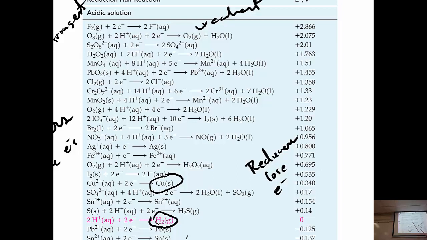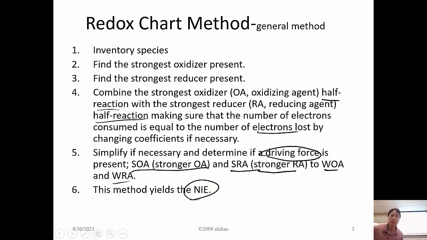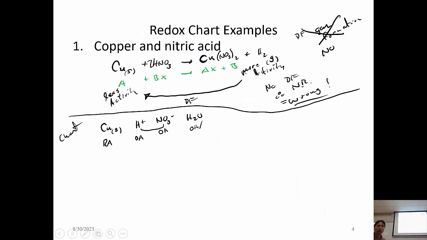So which of these two waters is stronger? The 1.7 or the 1.2? The 1.2. Does everybody see that? Because on the right side, the strongest is lithium. Lithium's down here. And so I'm going to use that water there. And so basically, water's both an oxidizer and a reducer. So I'm going to label it OA and RA.